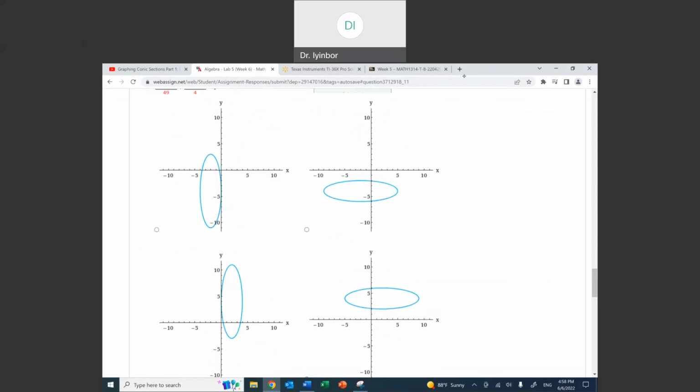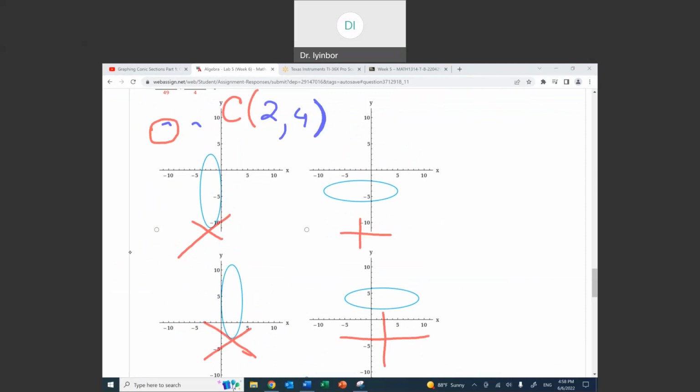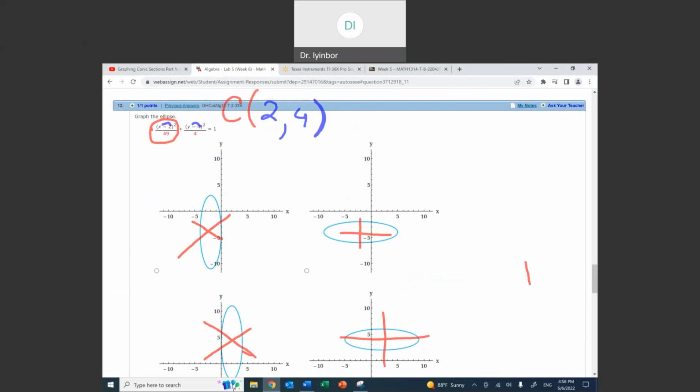Let me show you that one more time. See, this one has center 2 and 4. The center of this one is -2 and -4. But you change it because of the formula. So remember, you always change the number next to x. If it's -2, you change it to +2. And change the number next to y. If it's -4, it becomes +4. So make sure you always change the numbers next to x and next to y to get the center. Okay? And then pick the right one.